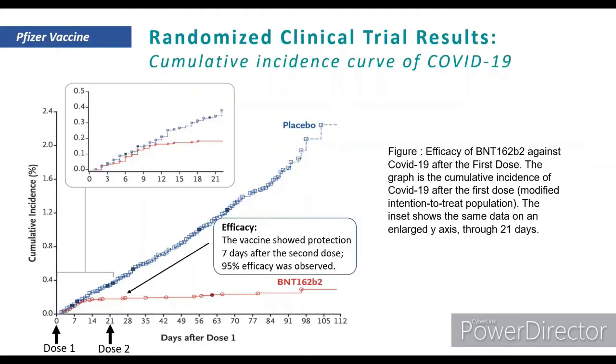From the randomized double-blinded clinical trial results of Pfizer vaccine, if we observe the cumulative incidence, the red curve, we can see that the slope becomes almost flattened from day 28, almost 1 week after the second dose, and the efficacy became around 95%.